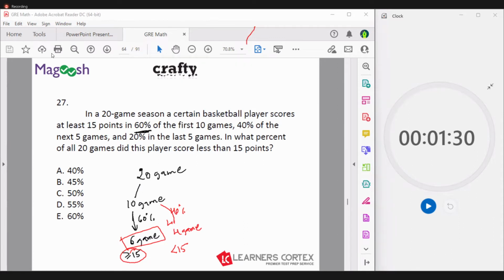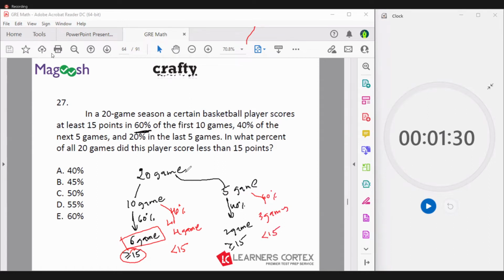Now similarly, it says in the next 5 games, 40% of the next 5 games. So 40% of the next 5 games would be basically 2 games. Okay, so in 40% again, at least 15 points. And in the rest, 60%, which is 3 games basically, less than 15.